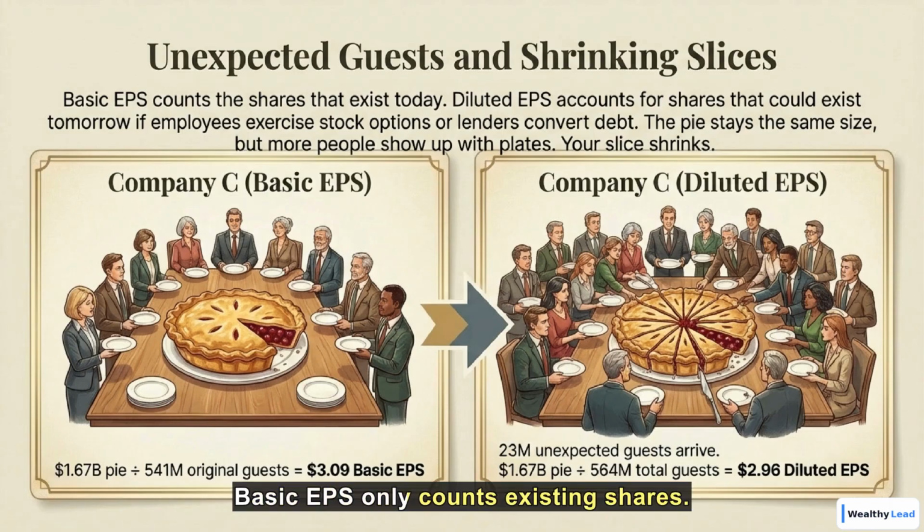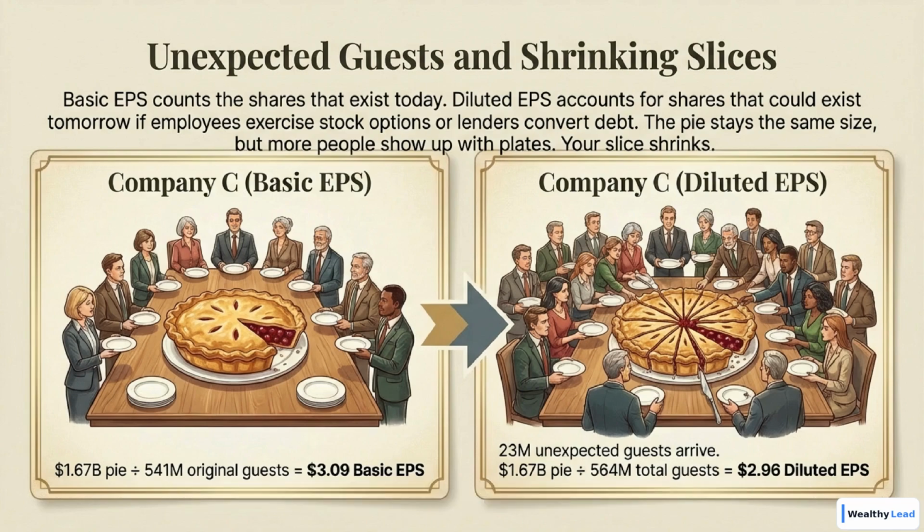Basic EPS only counts existing shares. Diluted EPS accounts for potential shares from stock options or debt conversions, which are like unexpected guests arriving with plates. The pie stays the same size, but your slice shrinks.